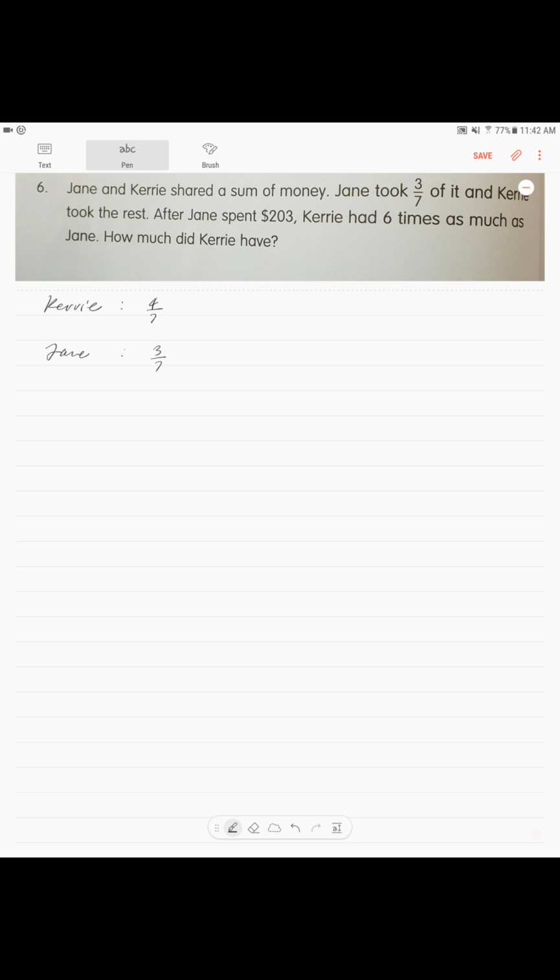Now if you draw it as a model, think about it as a model. Okay, let's draw it again. Carrie, she got her 4 units, right? 4 units. Now Jane got her 3 units. 3 units, right? This is what you got. Now this is Jane before spending.